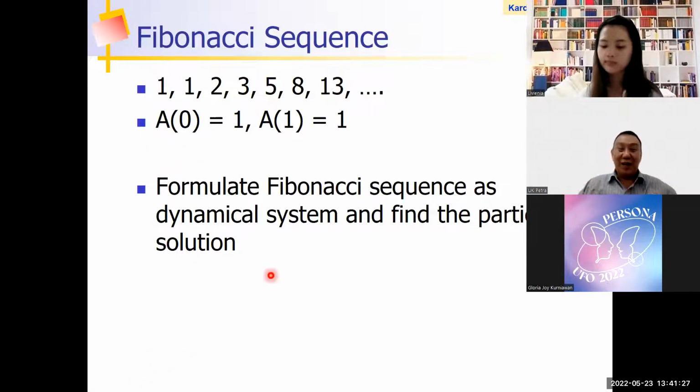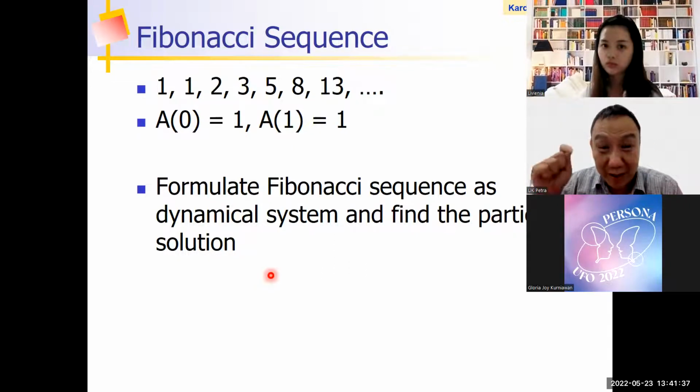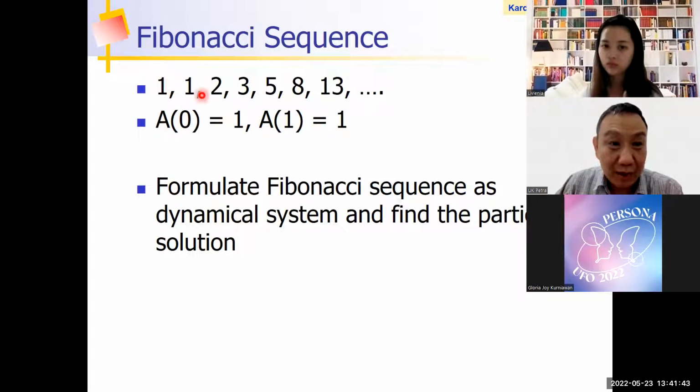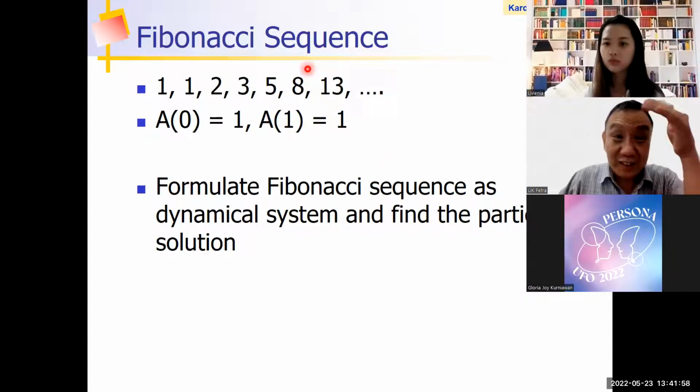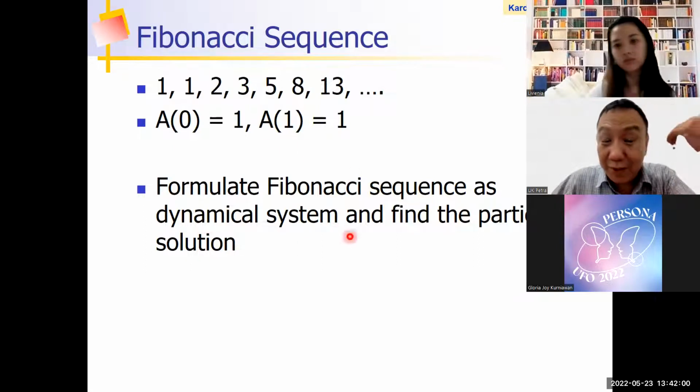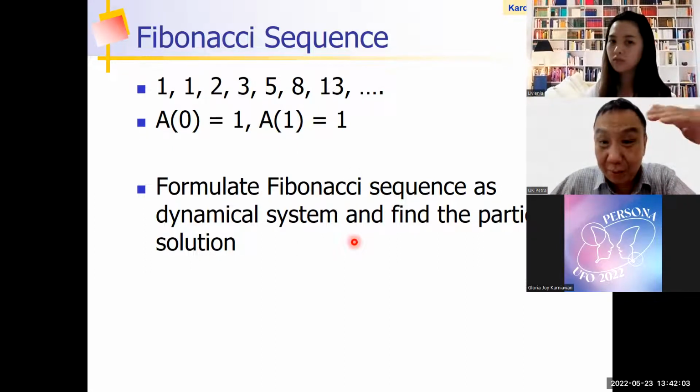Okay, this is your assignment. So Fibonacci, you know Fibonacci, right? This is A0, 1. This is A1, 1 again. And then 1 plus 1 is 2, 1 plus 2 is 3, 2 plus 3 is 5, 3 plus 5 is 8, and so on. This is a sequence. Can we put this into a dynamical system? Can we find the particular solution?